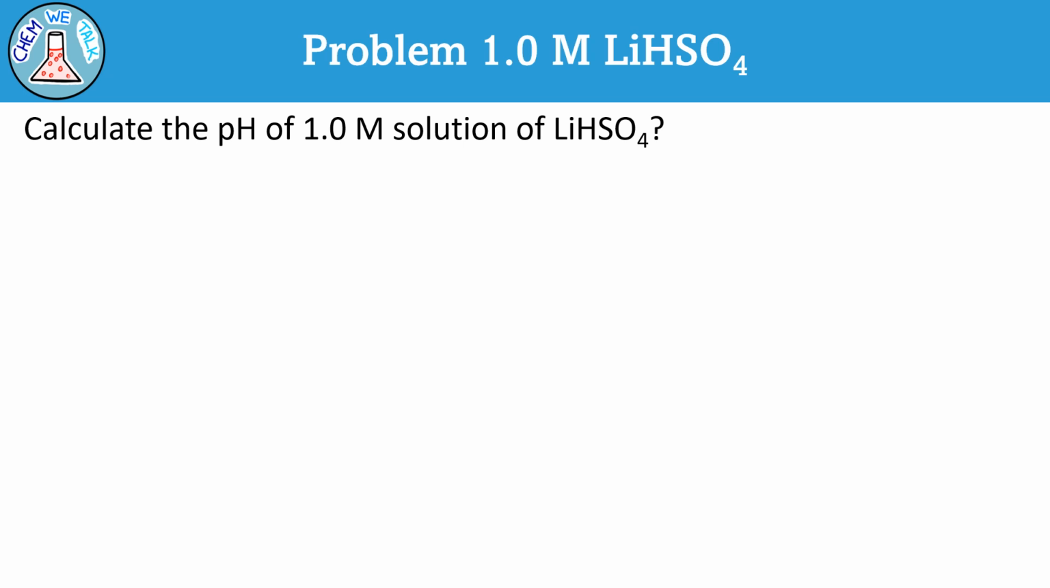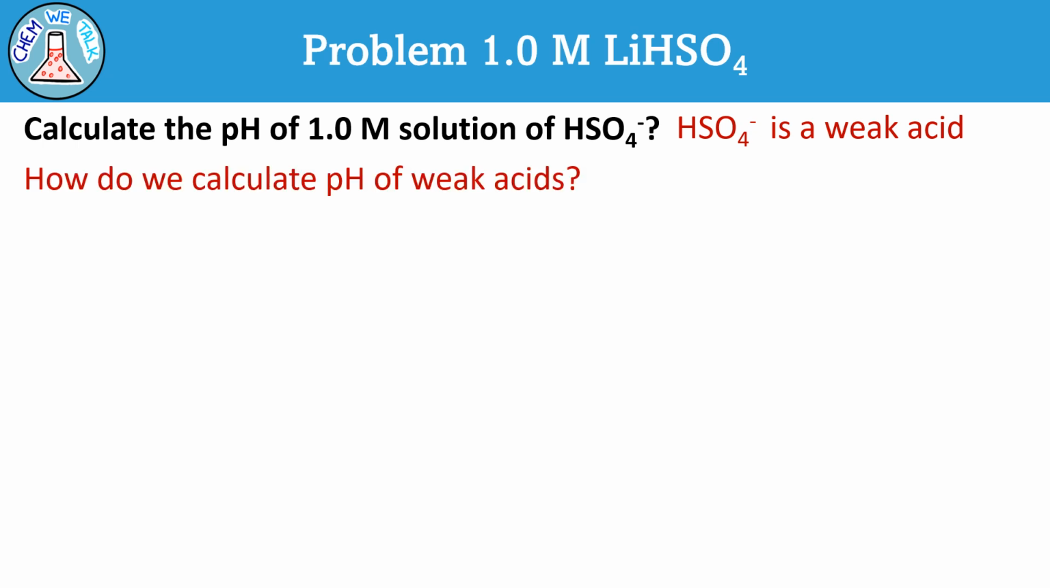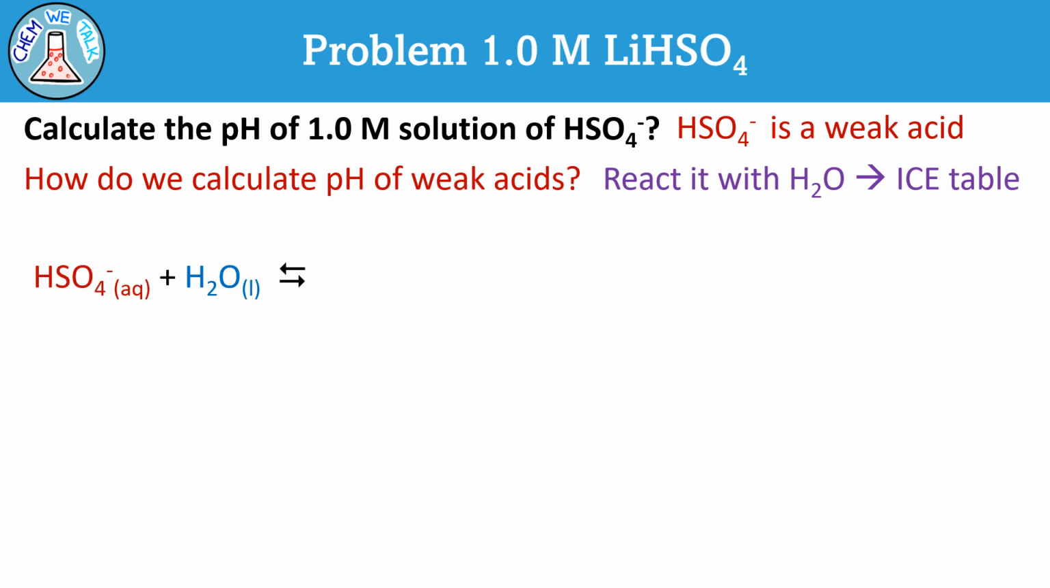All right, so now that we saw that lithium is a spectator ion, we can rephrase this problem by saying calculate the pH of a solution that is only made of HSO4-. And we just saw that HSO4- is a weak acid. So that begs the question, how do we calculate the pH of weak acids? Again, there's another video on the channel that goes into more detail, but in summary, every time you have a weak acid, you just react it with water and set up a nice table.